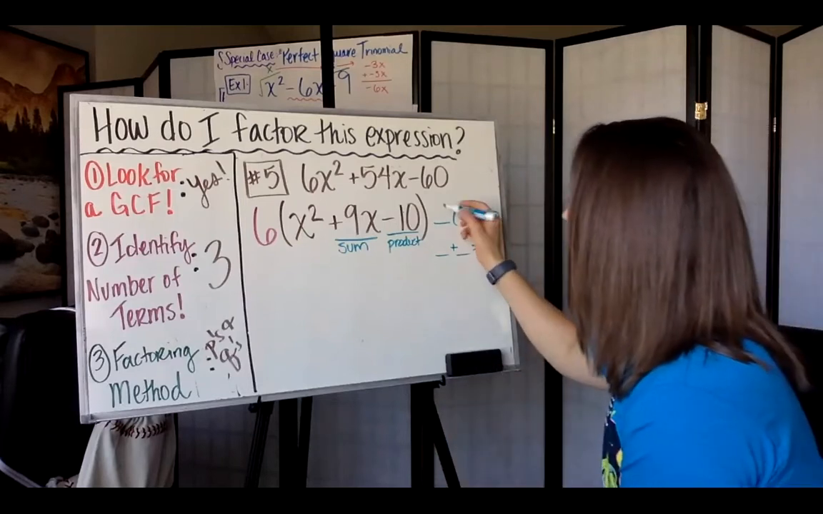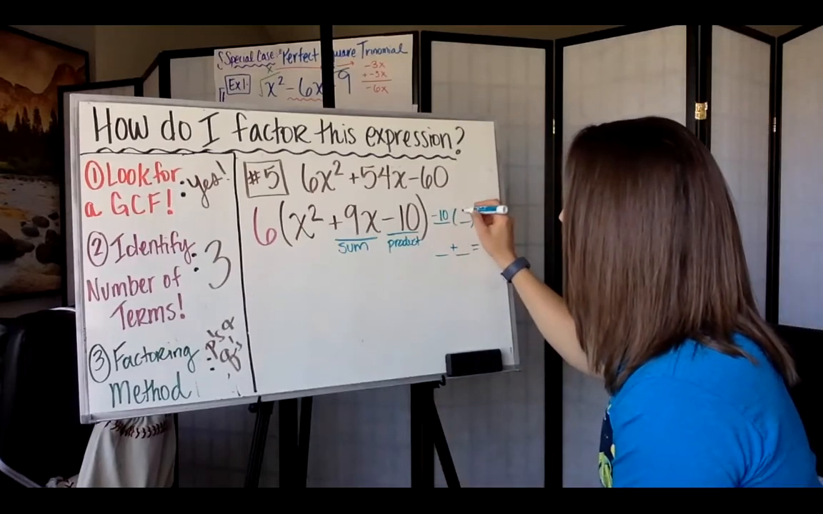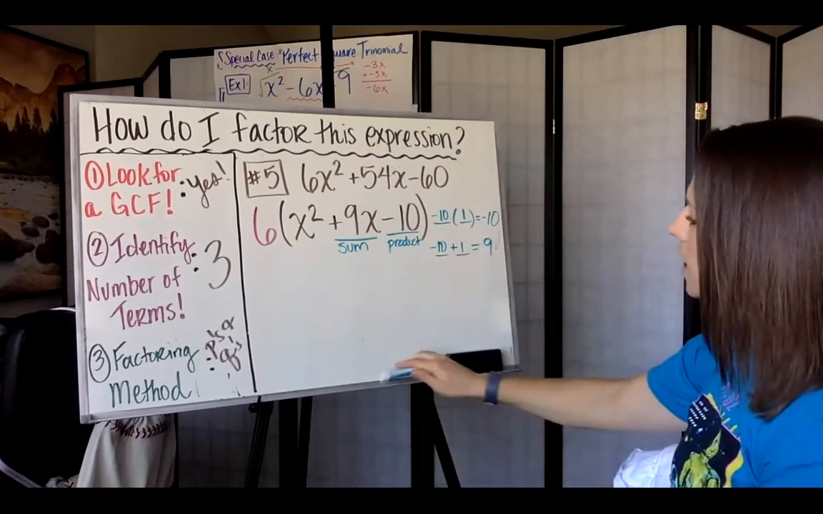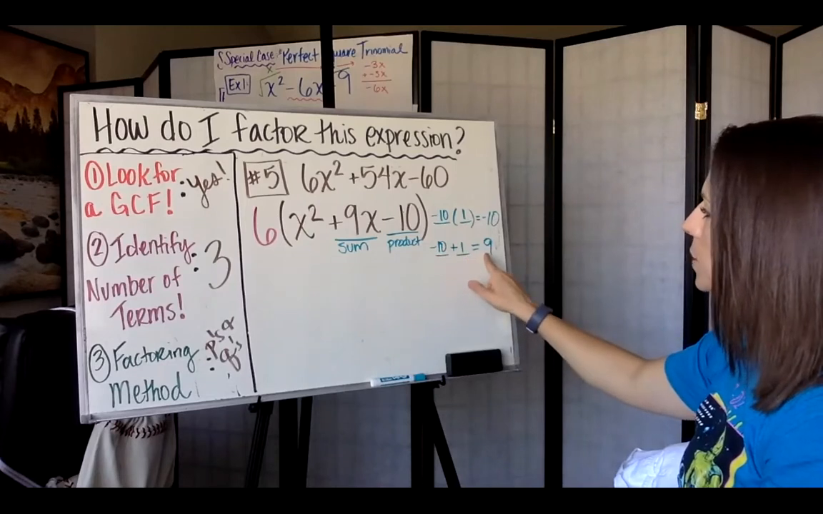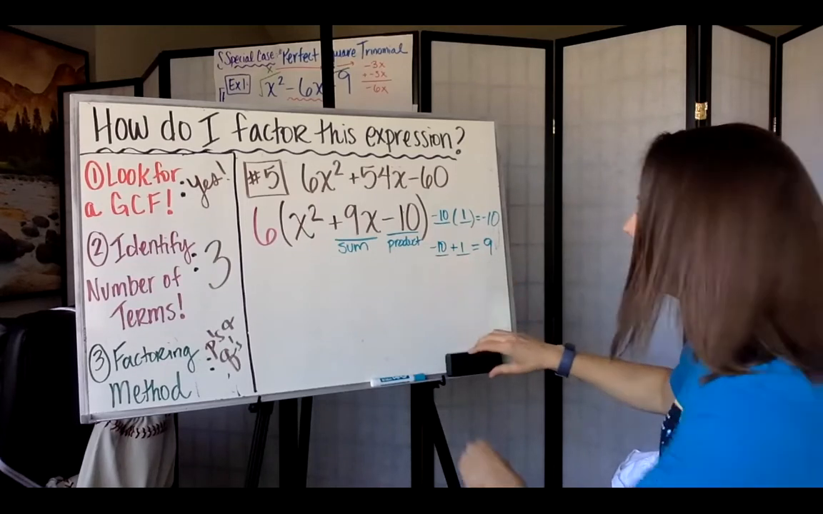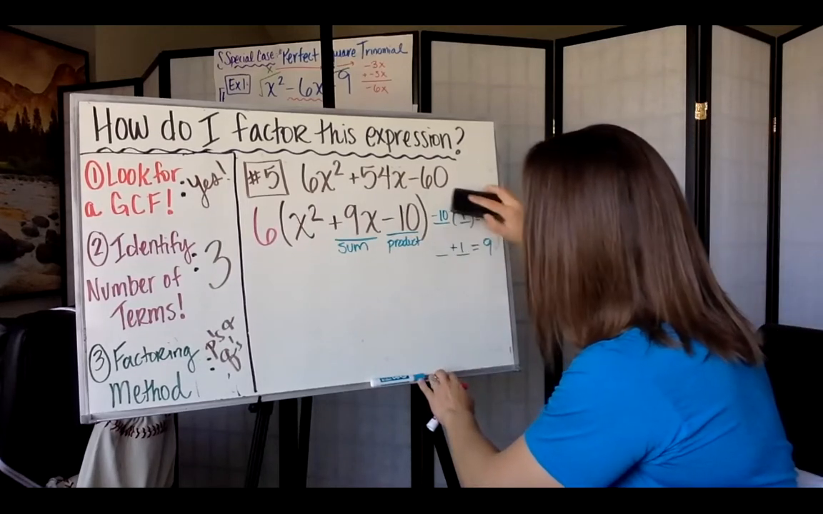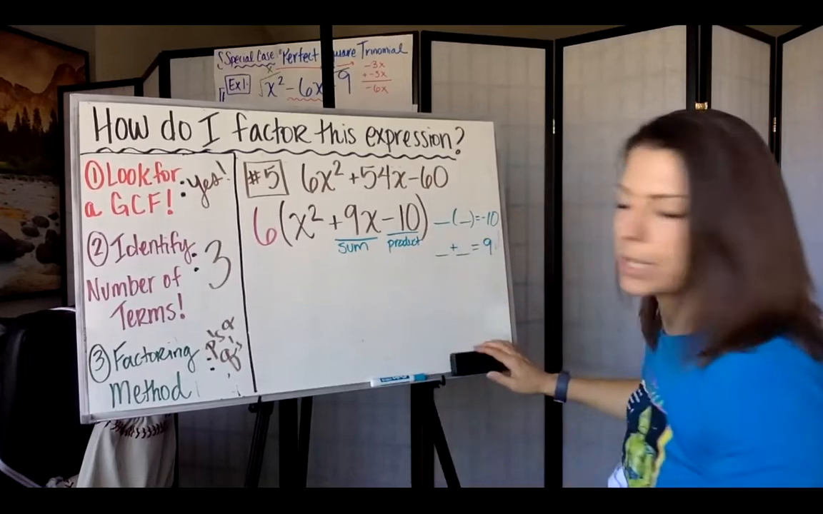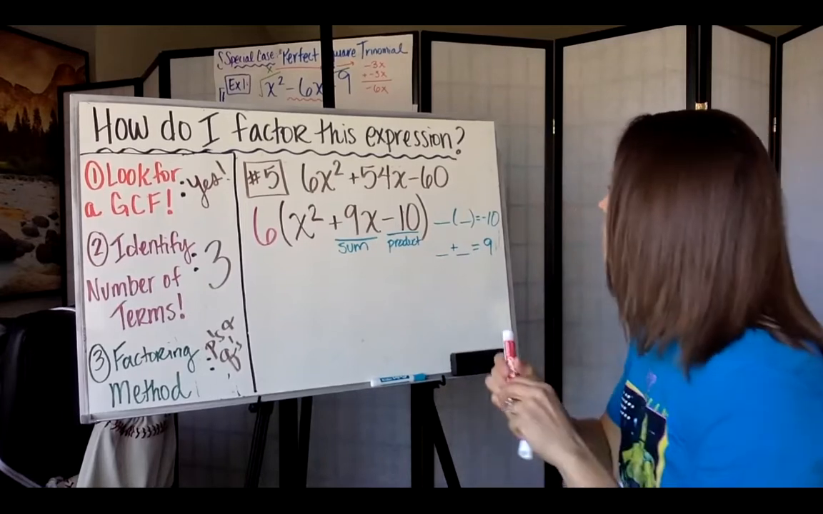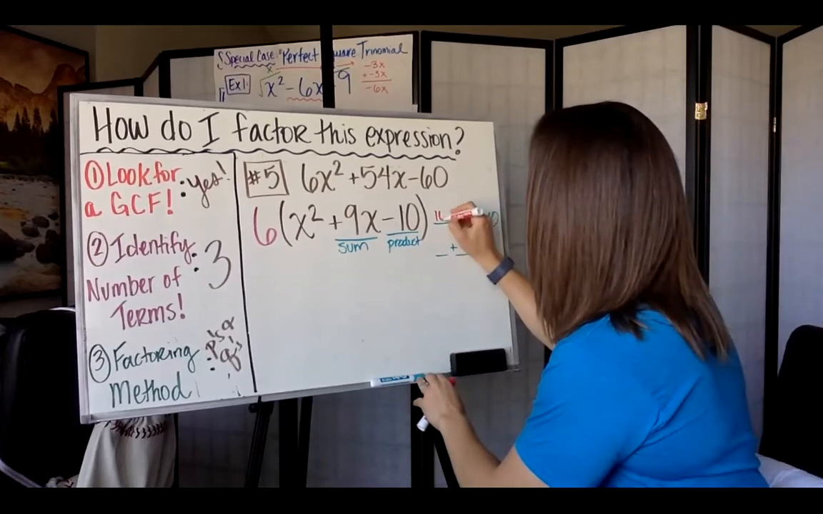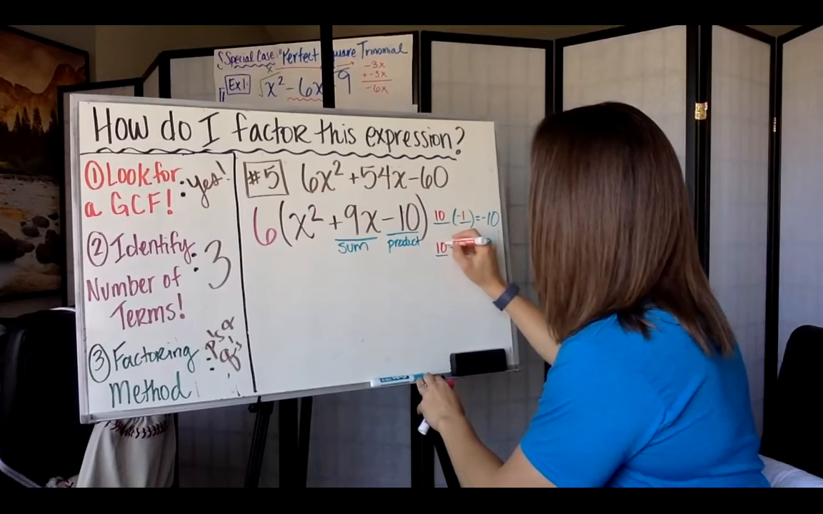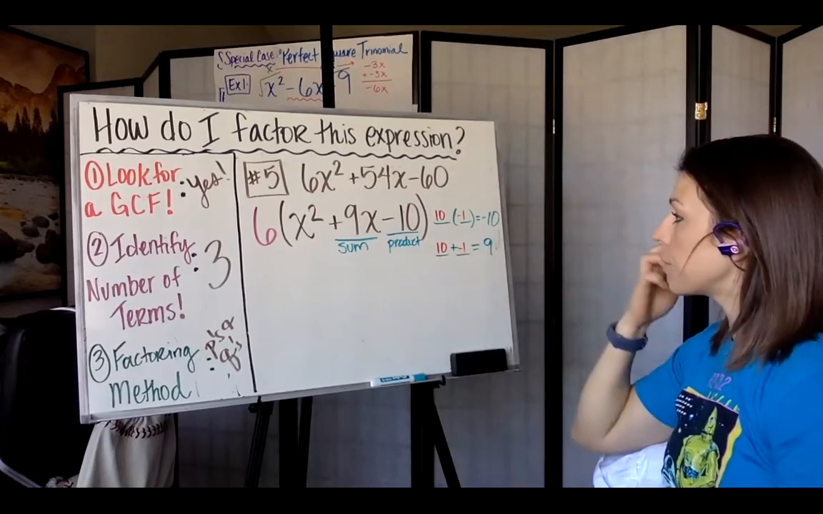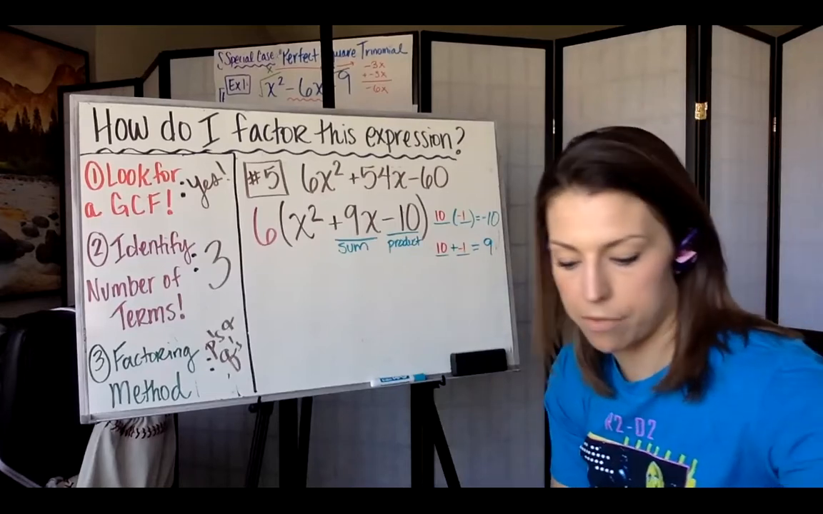So let's try negative 10 and 1. Okay, negative 10 times 1 is negative 10, but negative 10 plus 1 is negative 9, not positive 9. So that didn't work. Let's try, we did negative 10 and 1, so let's try 10 and negative 1. 10 times negative 1 is negative 10. 10 plus negative 1 is 9. That seems to have worked.